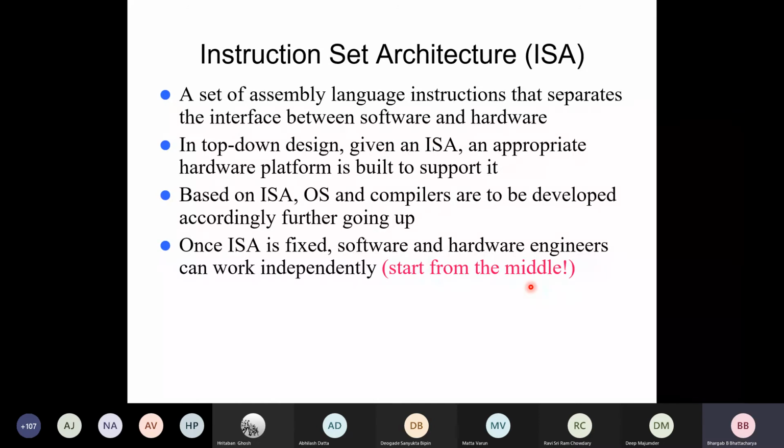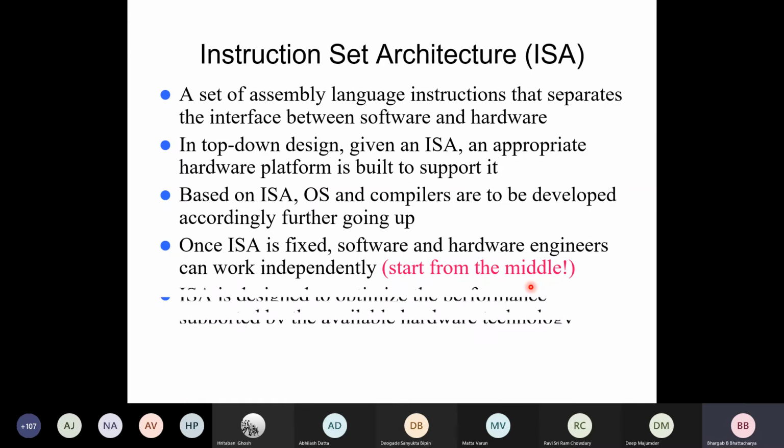And once the ISA, or instruction set architecture, is fixed, and this is an important issue, then software and hardware engineers can work independently, right? The hardware engineers would work independently to implement that instruction set. The software engineers would assume that that instruction set would be available and keep on building up their software. So the hardware engineer and software engineer can work independently. You can start from the middle. So, a very important issue: the ISA has to be designed in such a way that it optimizes the performance supported by the available hardware technology.